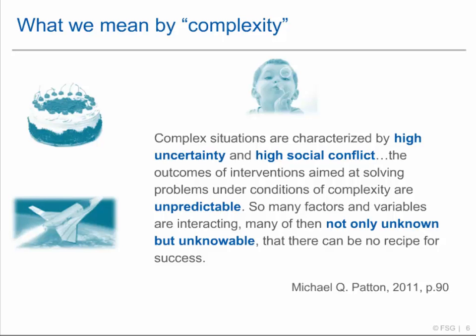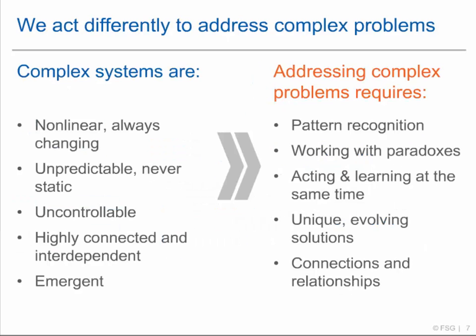high uncertainty and high social conflict, where the outcomes and interventions aimed at solving problems are unpredictable. You have many factors and variables that are interacting, and many of them are not only unknown but unknowable. So there can't be a recipe for success. And just to add a little bit more clarity about complexity, we have to act differently to address complex problems.